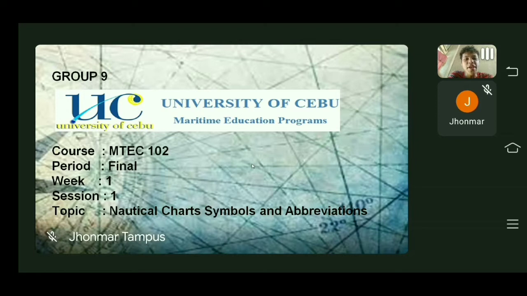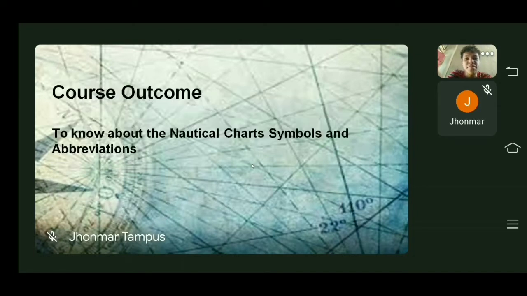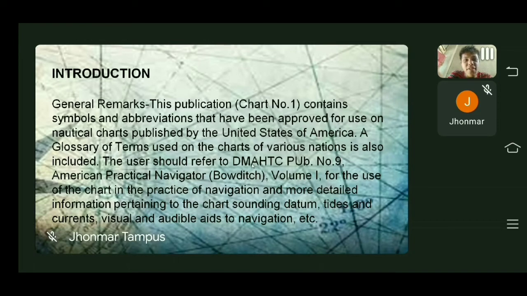So our topic is nautical charts, symbols, and abbreviations. Course outcome: to know about the nautical charts, symbols, and abbreviations. Introduction. General remarks. This publication, Chart Number 1, contains symbols and abbreviations that have been approved for use on nautical charts published by the United States of America. A glossary of terms used on charts of various nations is also included.